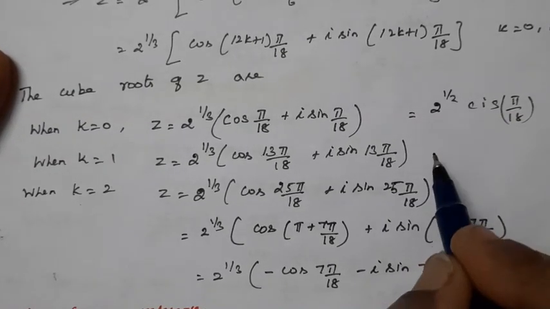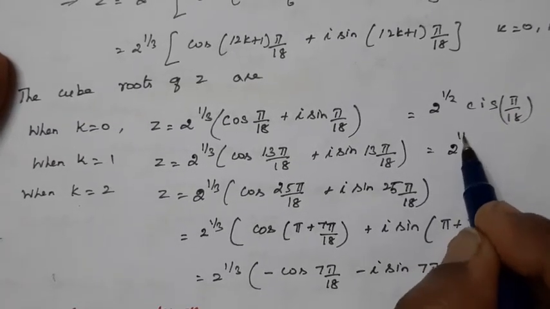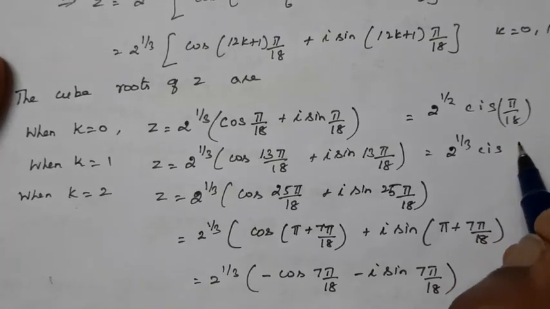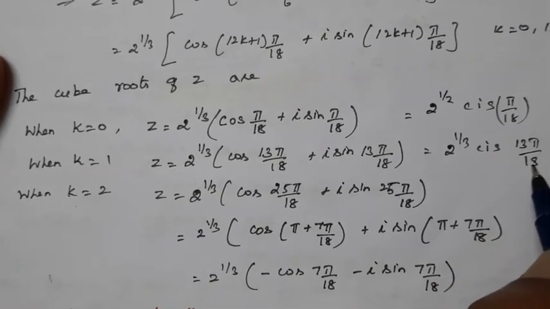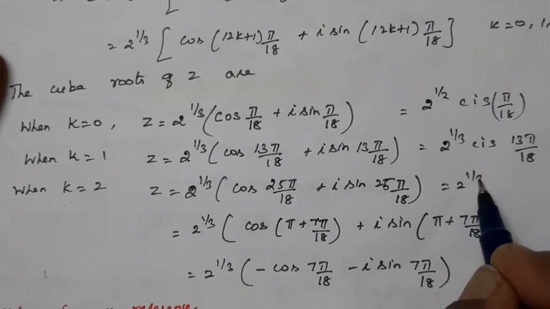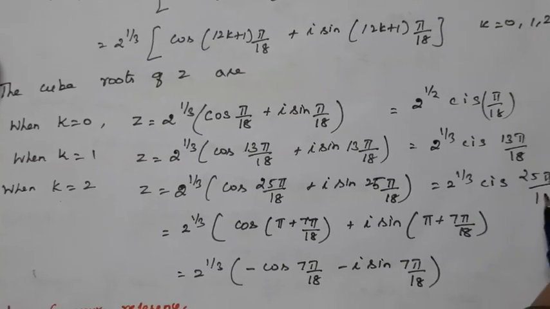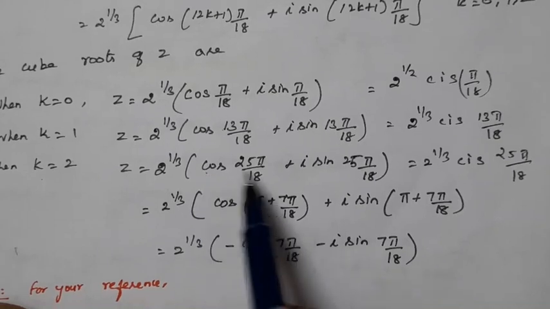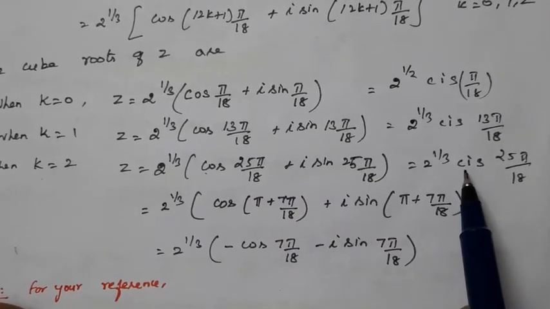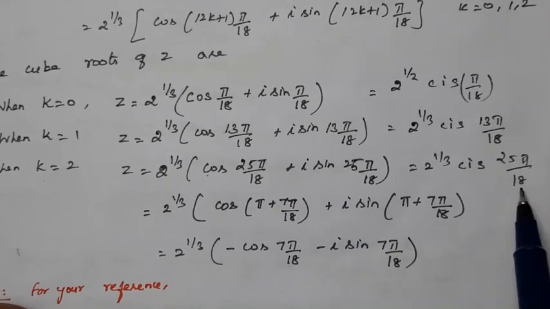In short form we can write 2 power 1 by 3 into cis 13 pi by 18, and 2 power 1 by 3 into cis 25 pi by 18. So cos plus i sin together is written as cis, in short.